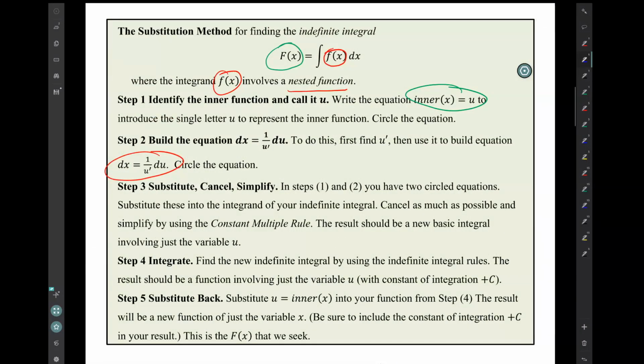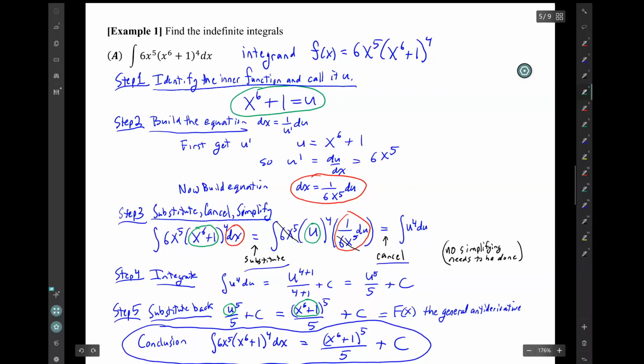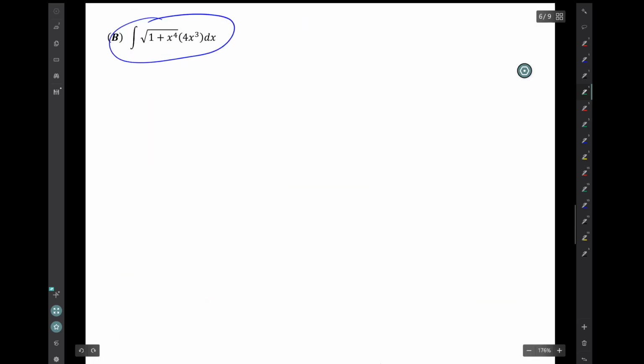The first step in the substitution method is identify the inner function and call it u. And we have this circled expression, inner of x equals u. And remember our first example of substitution. In this first example, we identified the inner function easily. It was the thing sitting inside of the parentheses. And in fact, that's usually going to be the way that it works. You want to look for the inner function, and it's most often going to be the thing that's sitting inside of the parentheses. Well, in this example, those parentheses are misleading.